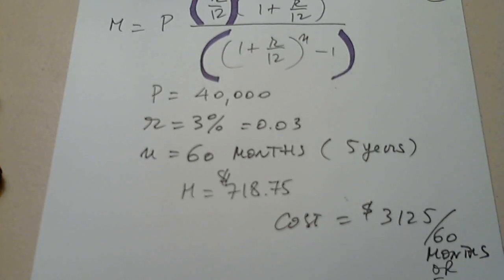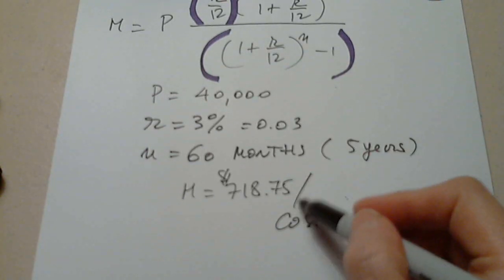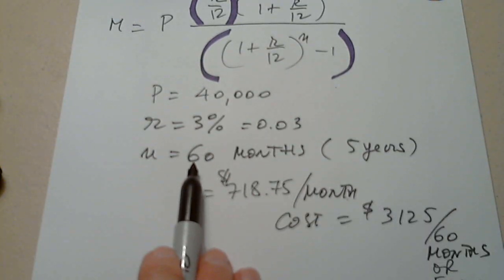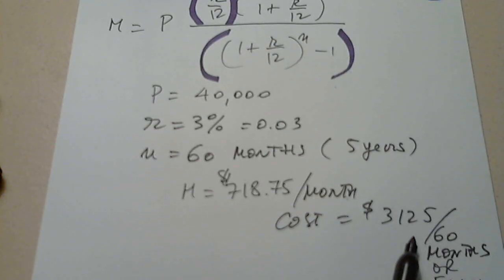This is the total cost for the duration of the loan. So we pay this per month. So this is the monthly payment. And then I multiply by 60. I subtracted the loan because we have to give the money back, right? And the total cost for the loan for the entire 5 years is $3,125. Is that okay?